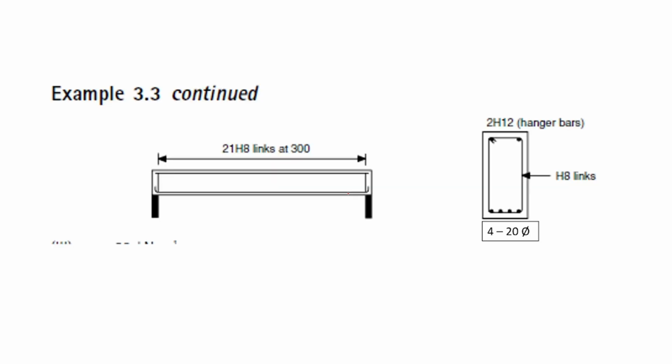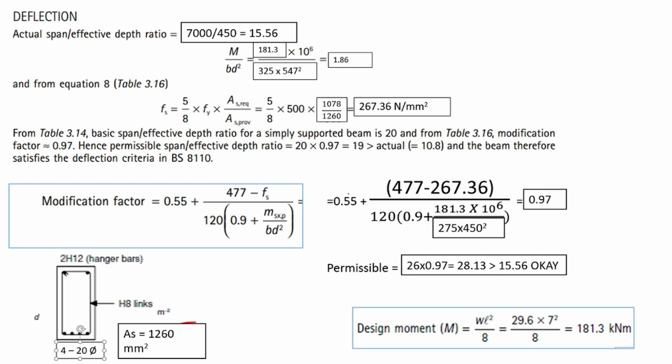So you have this simple details, and then after checking the shear, now deflection. Take note that the actual deflection is just span over effective depth. For example, in this case, this is your actual deflection. You compare it with your permissible. Permissible is just this basic ratio. It could be 26 or 20. Check the previous video on design in one way and two way slab. 26 is for continuous support. If you have simple support, it's 20.